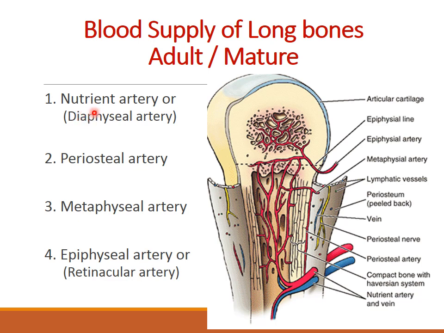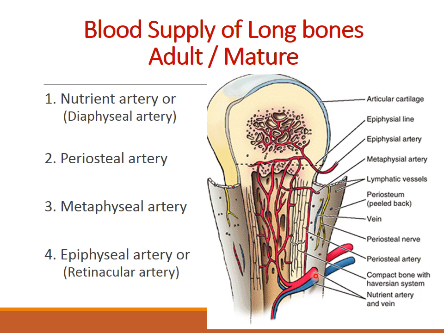These are: number one, the nutrient artery, that is also known as a diaphyseal artery, and this nutrient or diaphyseal artery is going to enter inside the bone through the nutrient foramen. I hope in the dissection classes you have seen the nutrient foramen, how it looks like. So that nutrient foramen is going to continue inside into the bone cortex as a nutrient canal.